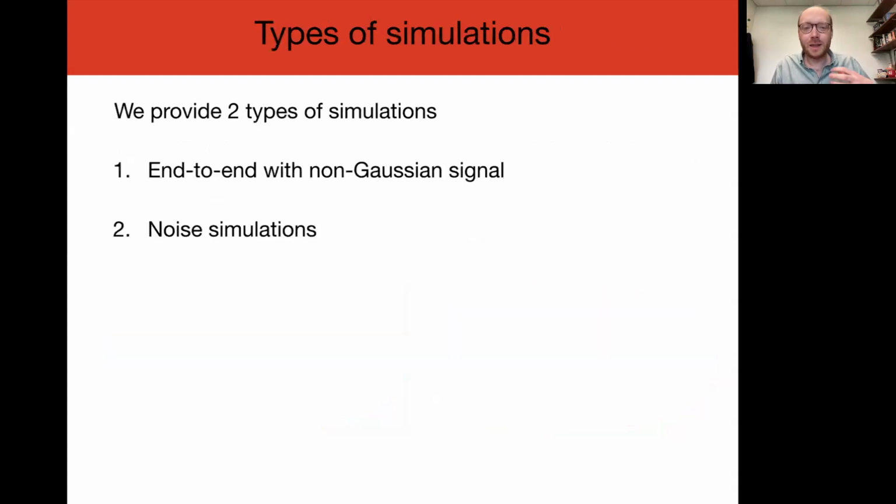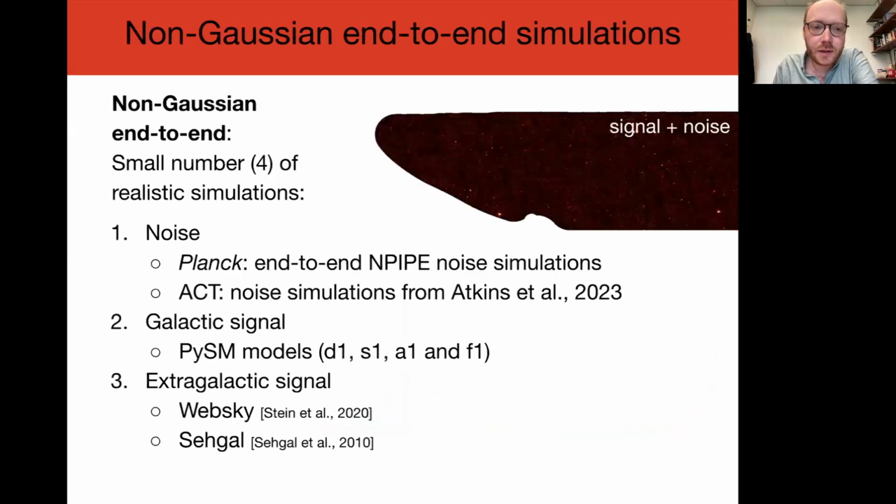So we released two types of simulations. The first one are these end-to-end simulations where we aim to mimic all aspects of the data. And the second type of simulations are noise simulations where we just aim to simulate the noise in the maps. So starting with these first types of simulations, they consist of three parts. First, we take our best estimates of the Planck and ACT noise. We then add on top of that galactic signal using the PySM library.